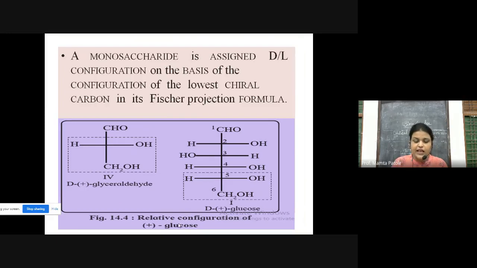Now, if you want to know whether it is D or L configuration for a particular monosaccharide, what you have to do, students, is this: a monosaccharide is designated D or L configuration on the basis of the configuration of the lowest chiral carbon in its Fischer projection formula. So the glyceraldehyde structure we have to consider, and if it is on the right hand side, we'll call it D. Now you can see this is the structure of glyceraldehyde and this is your monosaccharide, right? You have to see the second last carbon. We have seen the fifth one.